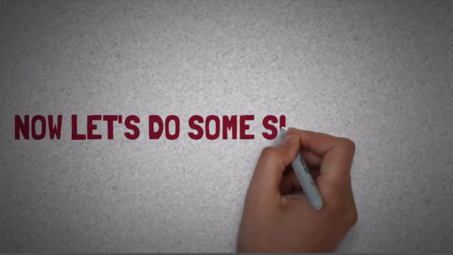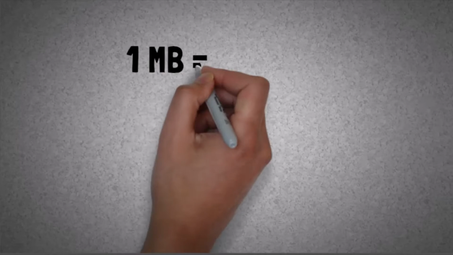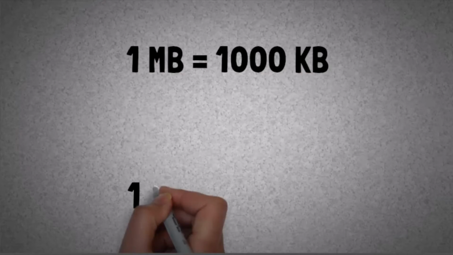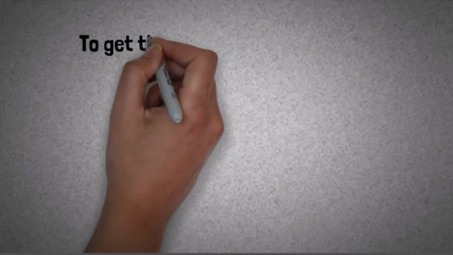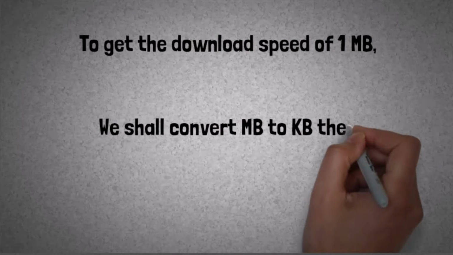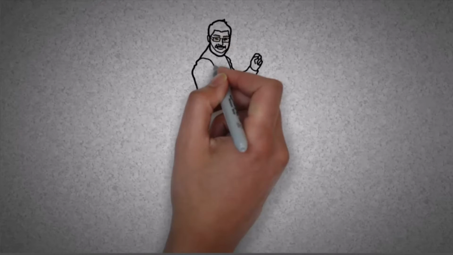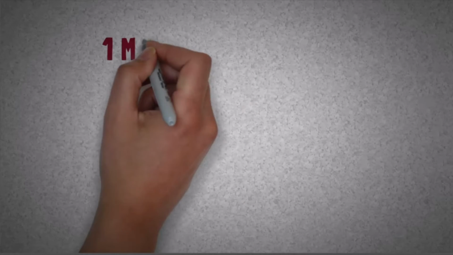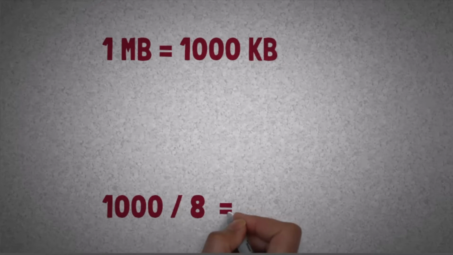Now let's do some simple maths. One MB equals 1000 kilobytes. 1 byte equals 8 bits. To get the download speed of 1 megabit, we shall convert the MB to KB, then divide the answer by 8 bits. One MB equals 1000 KB. So you divide 1000 by 8, you get 125 kilobytes per second.